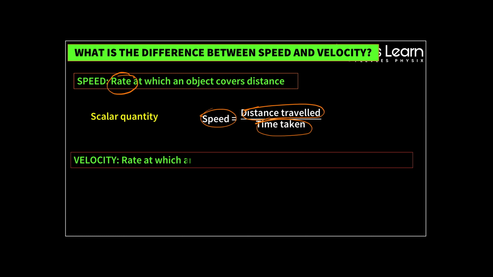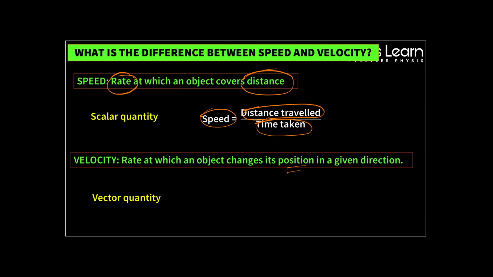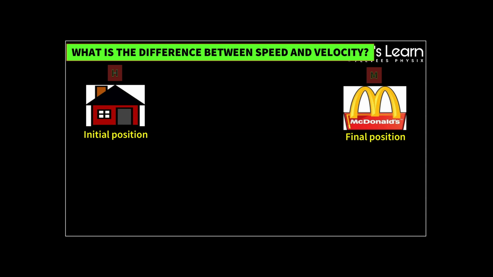We go for velocity, which is the same as before, but only one difference, rate of change of position, which is a vector, and the equation for velocity equals total displacement divided by total time. See the difference between speed and velocity.